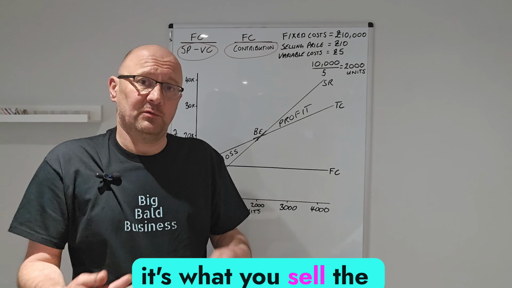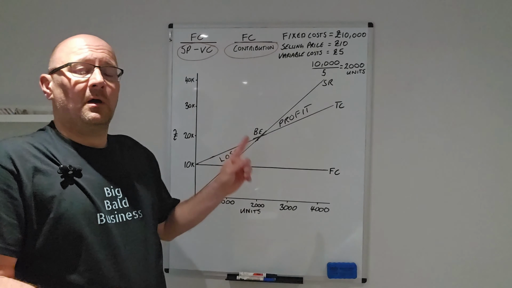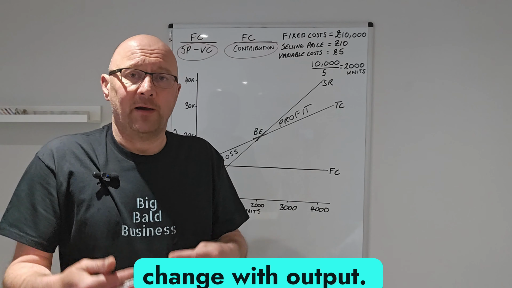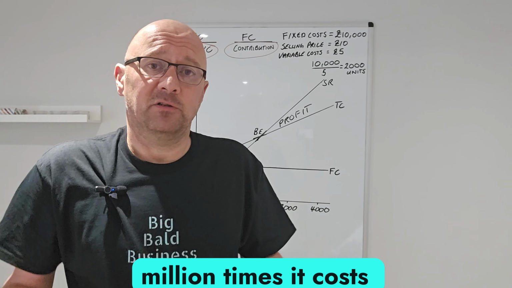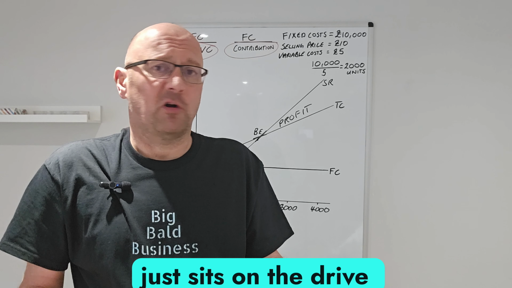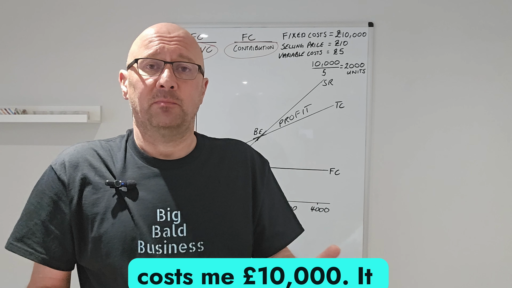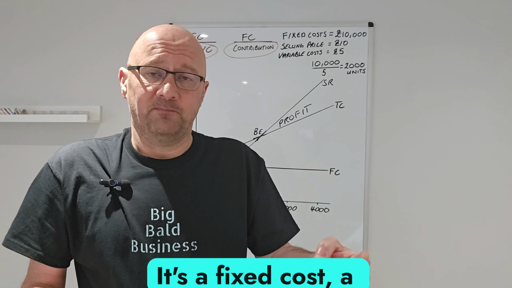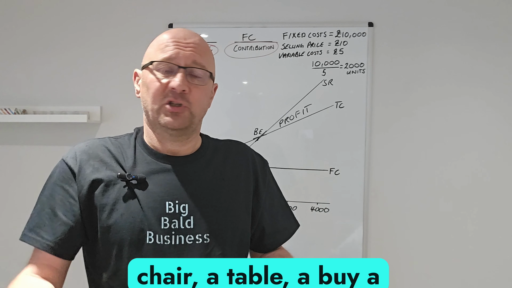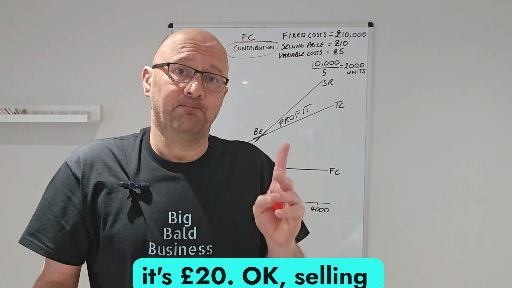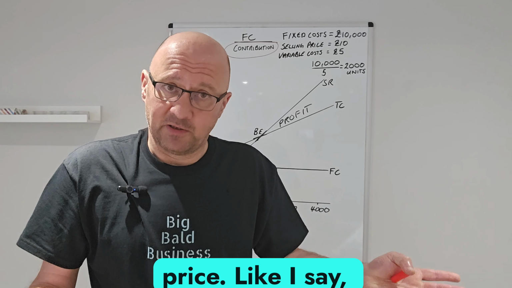Selling price is easy, it's what you sell the item for. Fixed costs are items that do not change with output. Let me give you an example. If I buy a car and it costs me £10,000, if I use it a million times, it costs me £10,000. If I never use it and it just sits on the drive for 10 years, it still costs me £10,000. It doesn't change with the amount of usage. It's a fixed cost. A chair, a table. I buy a chair for £20, never use it, it's £20. If I use it every day for the rest of my life, it's £20. Selling price, like I say, is selling price.